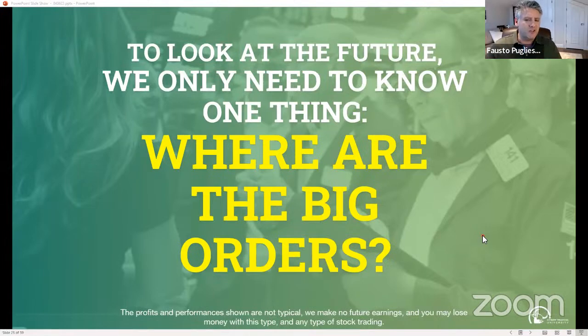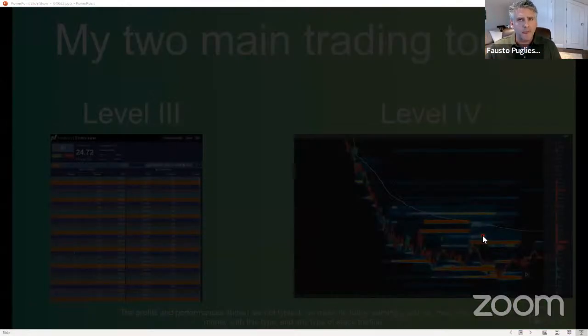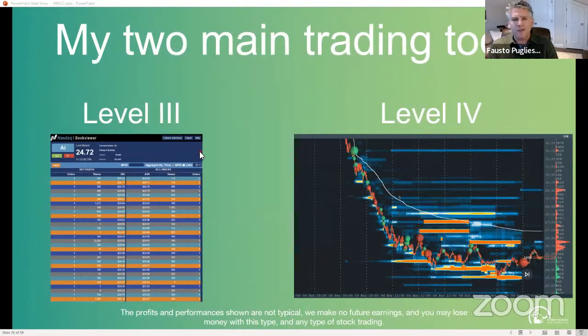I'm going to show you what makes these stocks go up and go down the way they do. Now, the biggest thing you have to understand is this. You've got level 3 quotes and you've got level 4 quotes. We're going to talk about that. When you start to see level 3, you guys are going to fall off your socks. When you see level 4, that's when you fall off your chair.